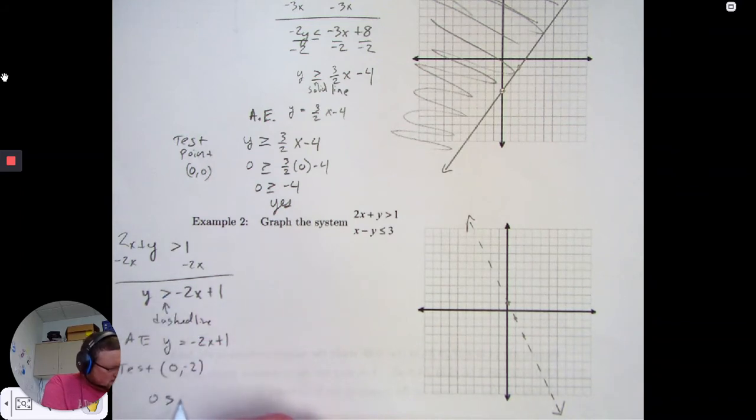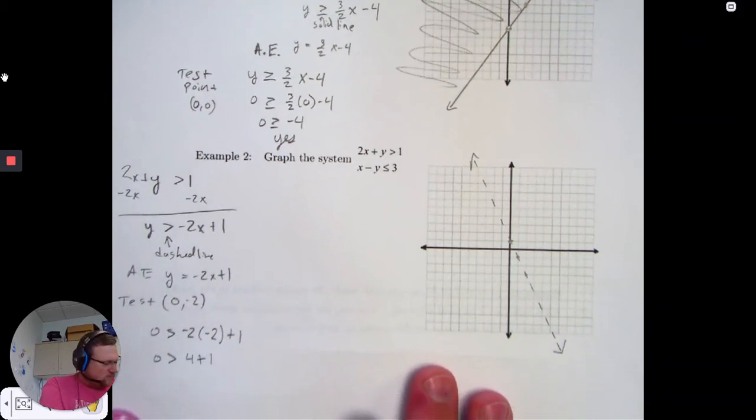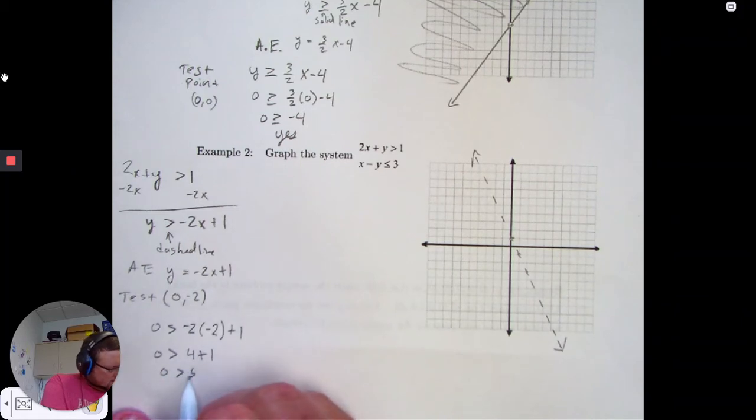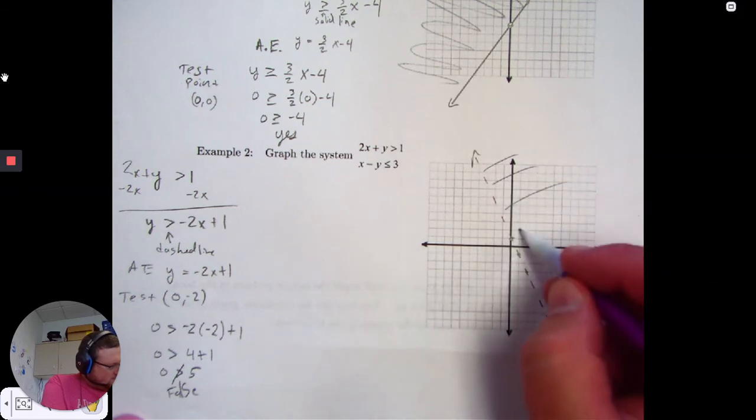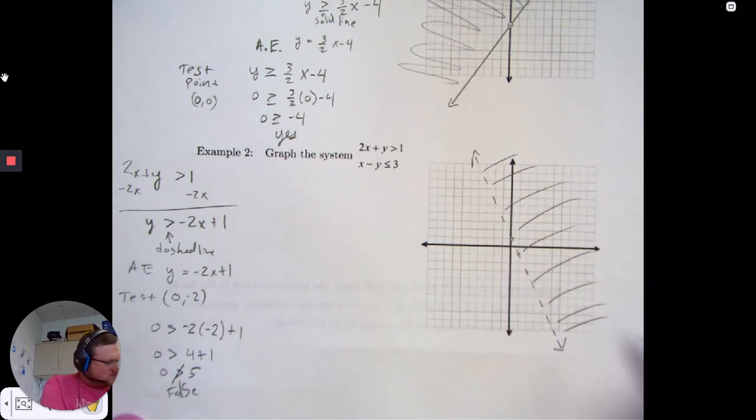So is 0 greater than a negative 2 times a negative 2 plus 1? So is 0 greater than 4 plus 1? Because a negative 2 times a negative 2 gives us a positive 4. So is 0 greater than 5? 0 is not greater than 5. This is false. So that means that we cannot fill in that way. So the side that has 0, negative 2 on it is not our answer, which means this stuff over here is our answer. So far, that's good.